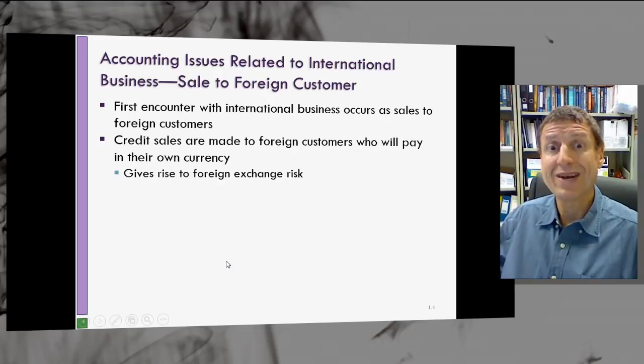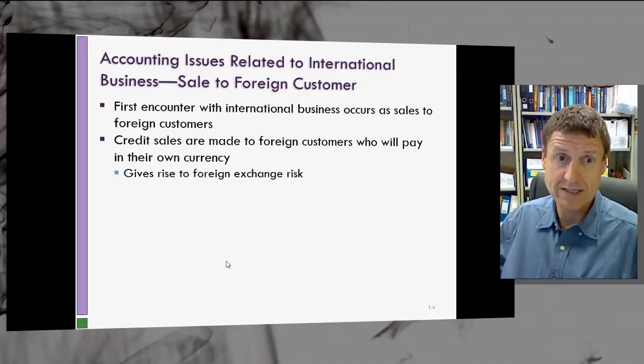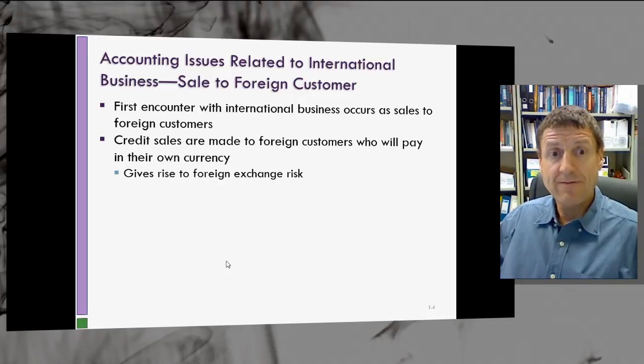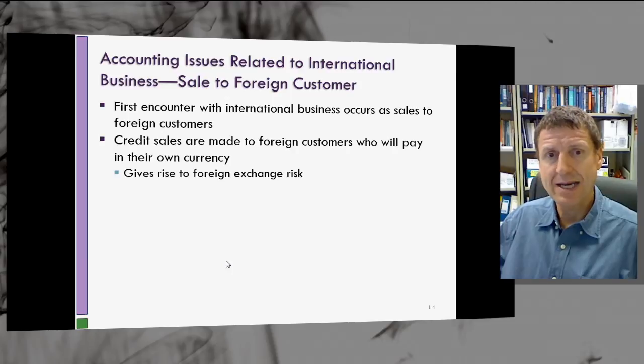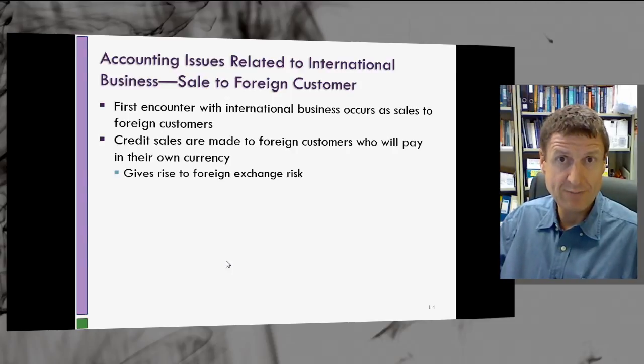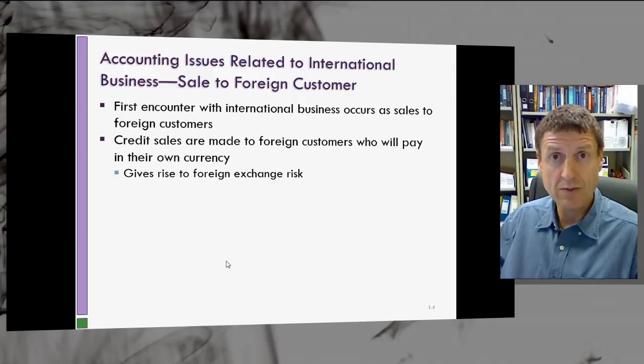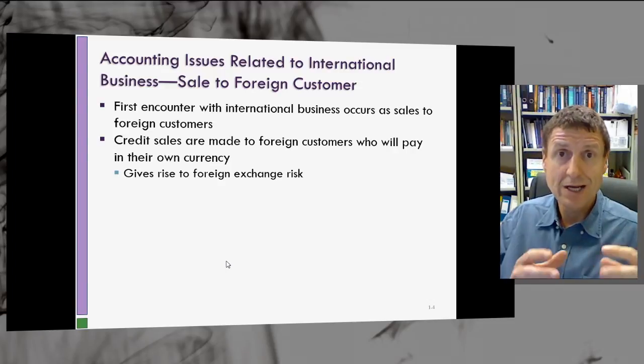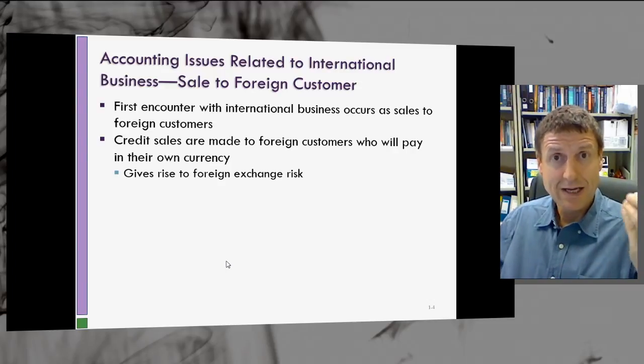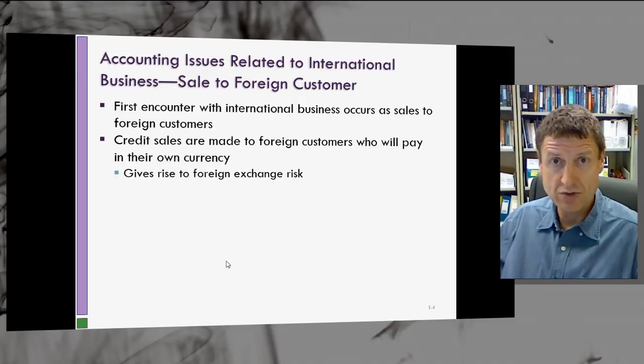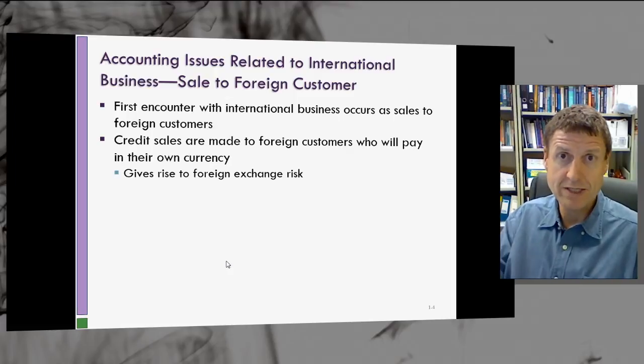What about accounting issues related to international business and the sale to a foreign customer? Well, the first encounter of international business occurs as sales to foreign customers. For example, with Apple, if you buy the iPhone in Hong Kong, you're generating Hong Kong dollar revenue for Apple. That has to be translated into US dollars. Of course, the Hong Kong dollar is very stable and very easy to translate into US currency. But if it's bought in yuan, or in Australia with Australian dollars, then that translation is going to change from week to week and month to month.